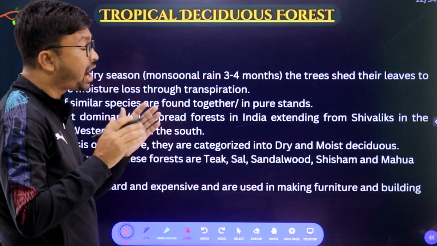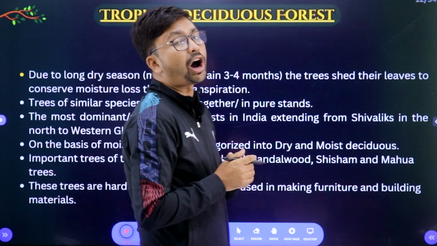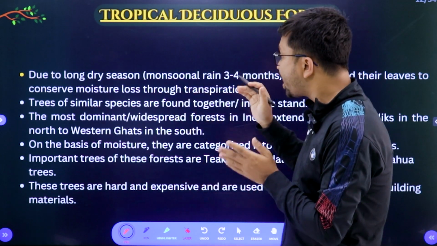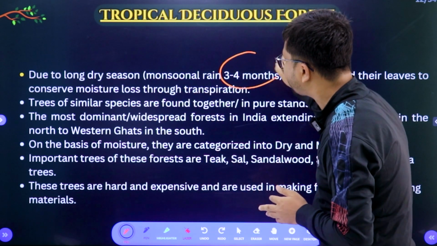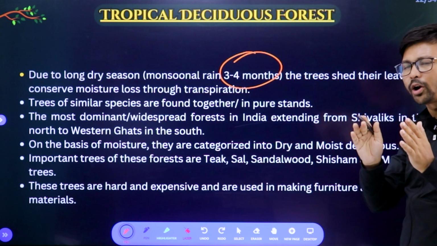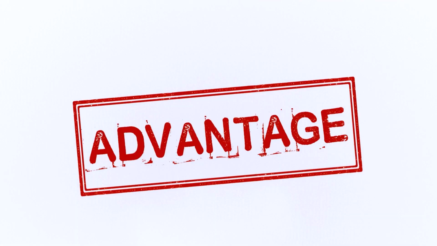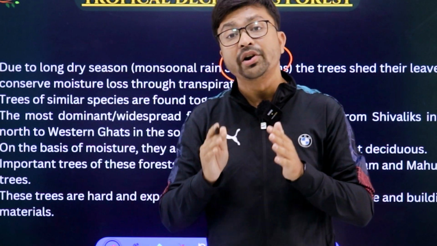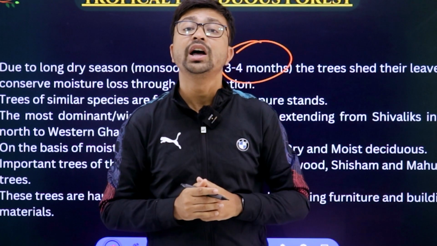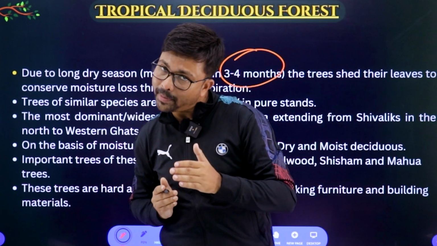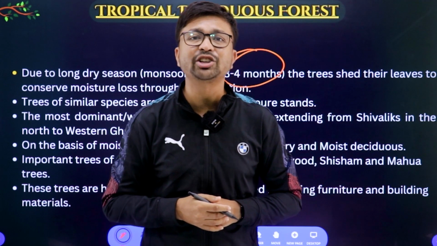So let's see the characteristics or features of this type of vegetation. Remember, this type of vegetation sheds its leaves all together during the dry season, that will be 3 to 4 months. The trees will be leafless, and the advantage is that similar types of trees grow in the same place. That's called pure stand. So for commercial purposes, it will be easy to exploit.